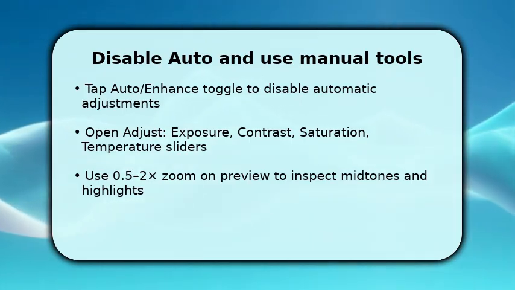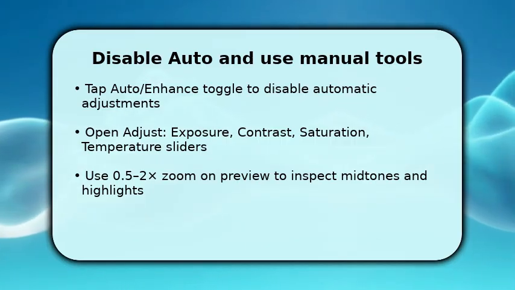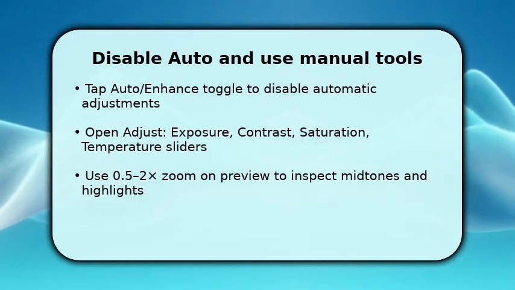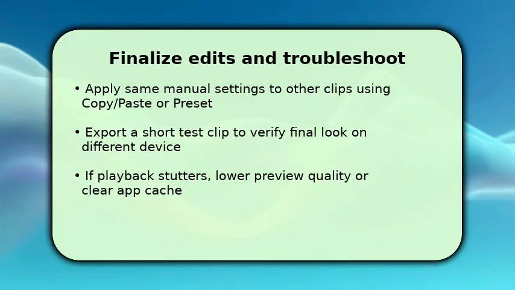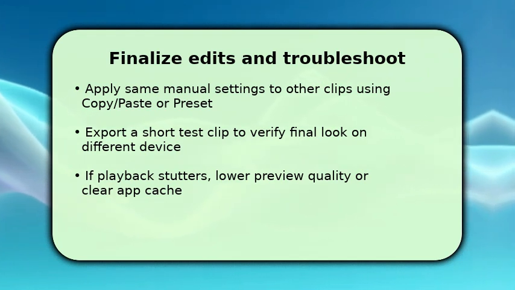Once you've set a baseline, refine using highlights and shadows to recover detail. Make sure to scrub the timeline to check changes on motion, not just a still frame. Finish by copying your manual settings across clips or saving them as a preset so adjustments stay consistent. Export a short test file to confirm color and exposure.